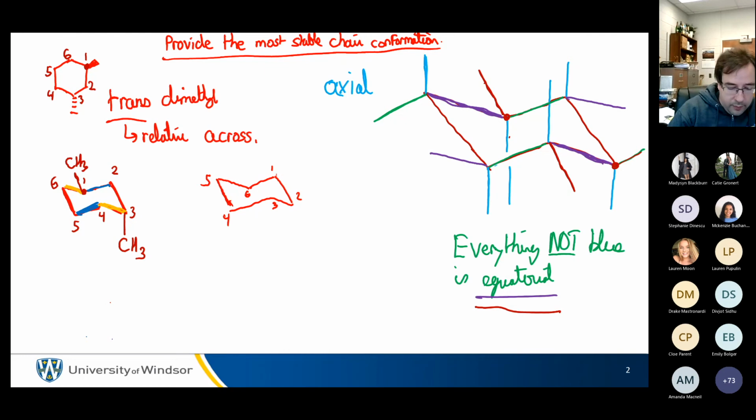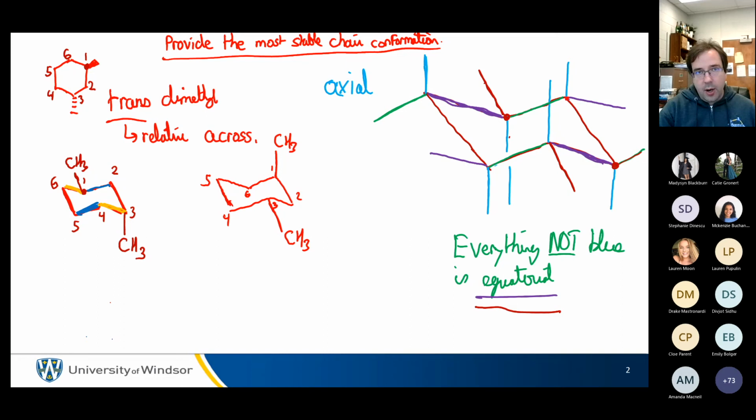So carbon 1 is above. At this point, that's axial. Carbon 3 is below. At this point, that's equatorial. All I've done is I've flipped the chair and changed my viewpoint a little bit. All my axials become equatorial. All my equatorials become axial. My ups are still up. My downs are still down.